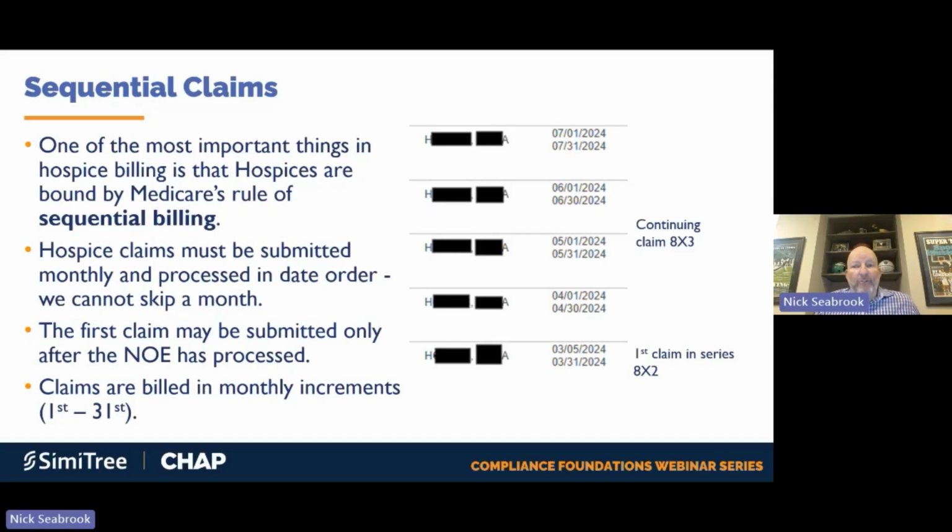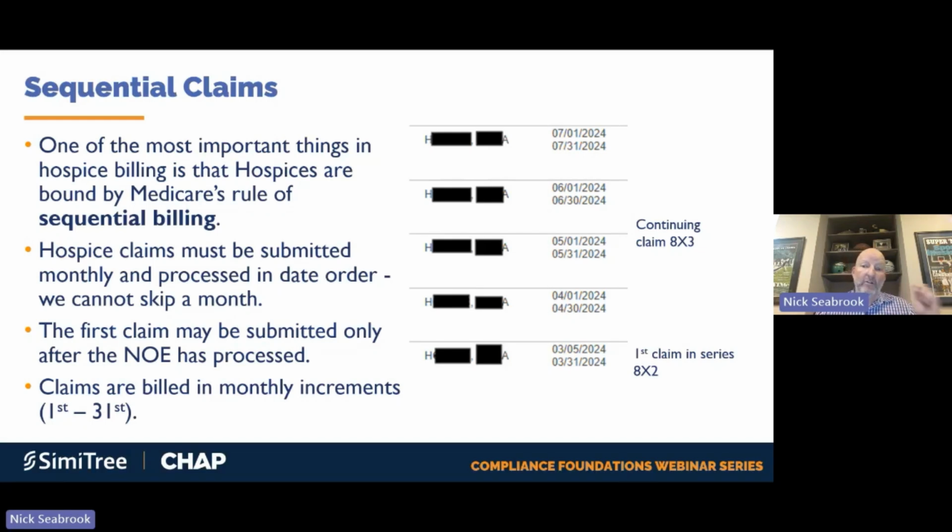So again, I mentioned before, sequential billing is very, very important when it comes to hospice billing. You cannot submit if a patient was admitted here. In this example, we have our patient admitted on 3/5/24. You cannot submit that April 2024 claim until you submit the March 2024 claim. And similar to what we talked about on the home health side, that there's billing requirements, that same thing exists on the hospice side. There's billing requirements that need to be in place in order for you to bill.